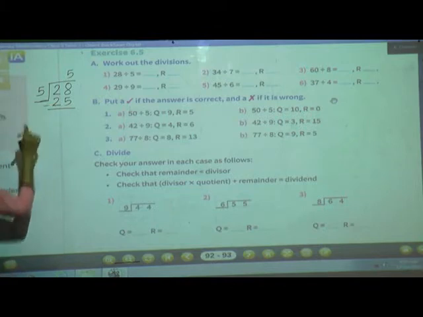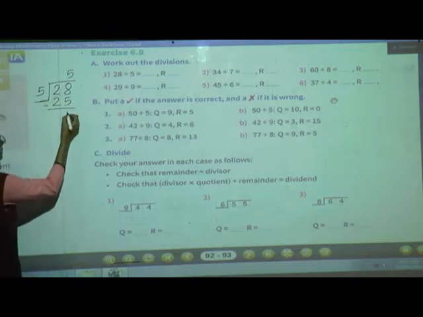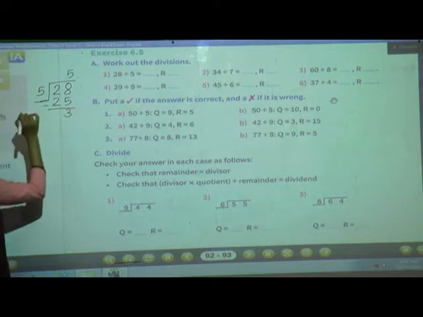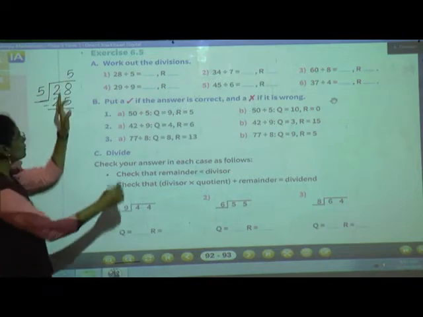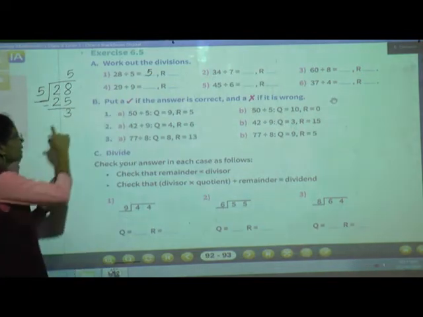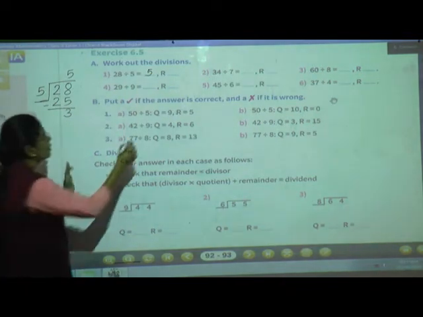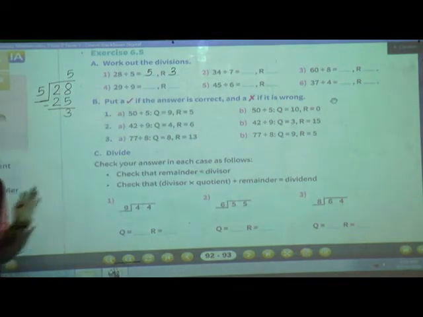Now what is the next step? We have to subtract 25 from 28. So let us do the subtraction. 8 minus 5, 3, and 2 minus 2, 0. So when we solve this example, what quotient do we get? 5. Now here we got the quotient 5. And what is the remainder? Here 3. So write here 3. Here 5 and here 3. Clear?